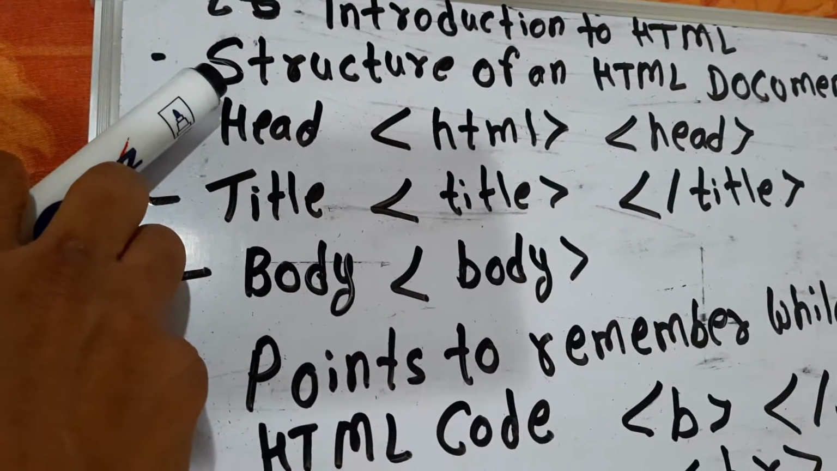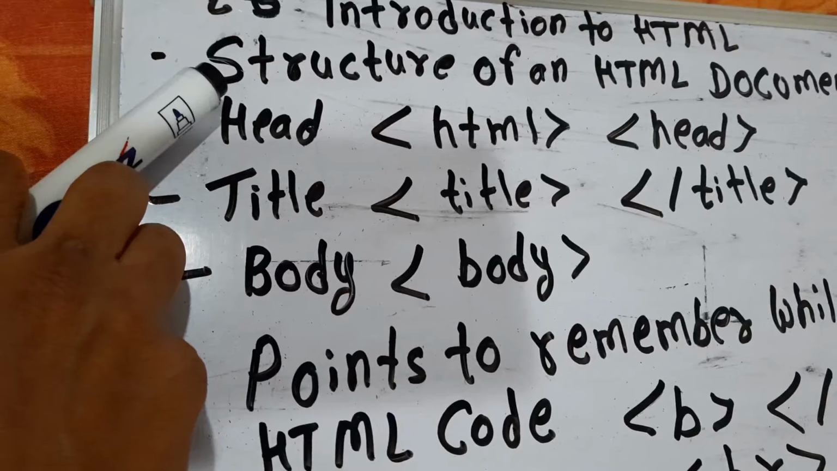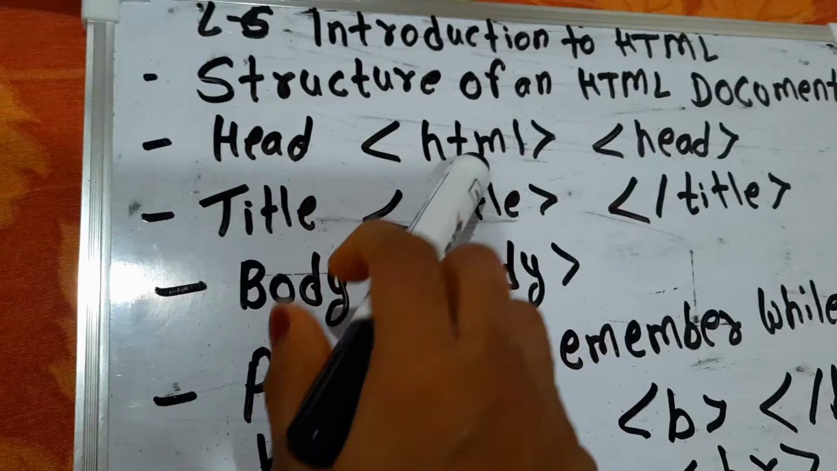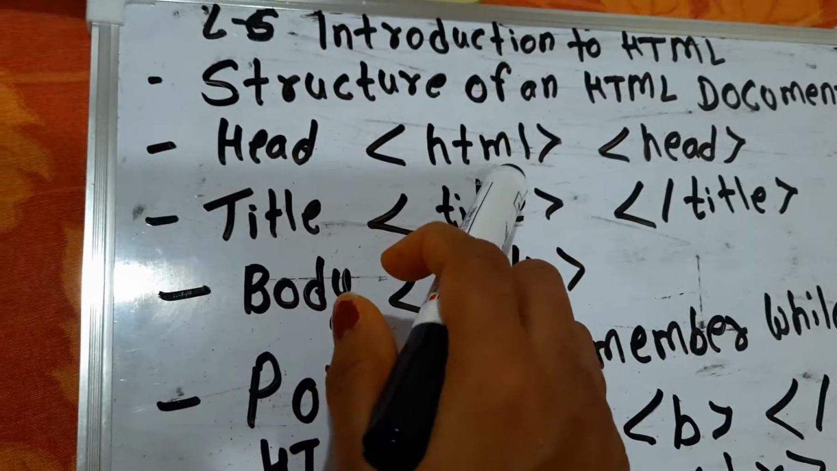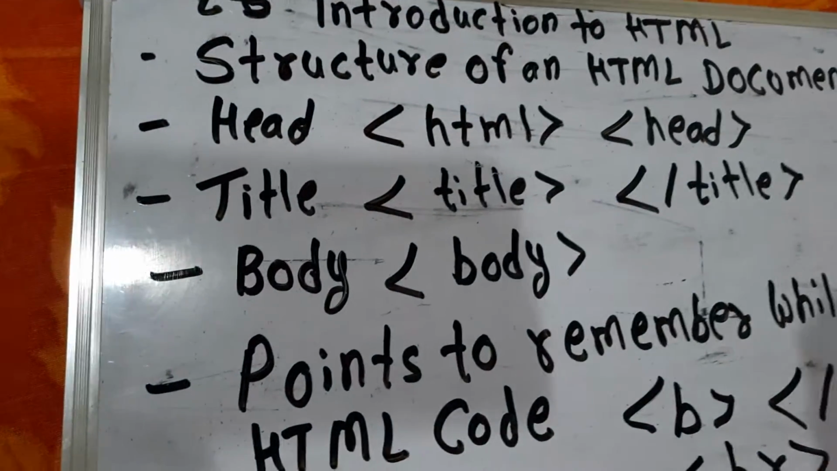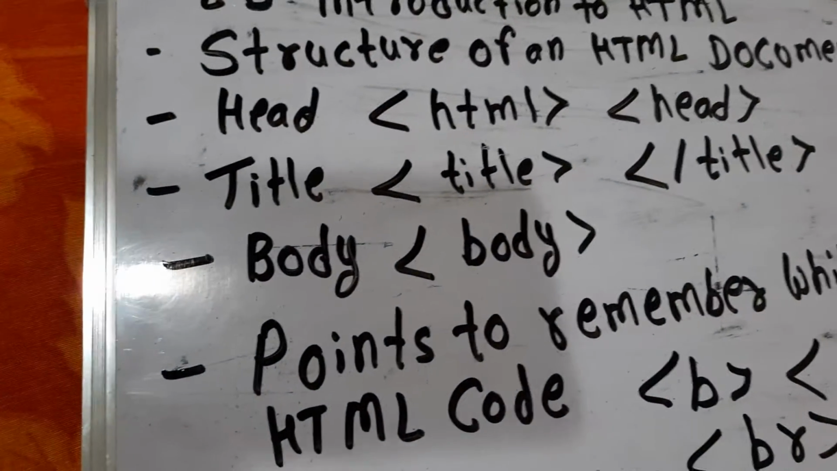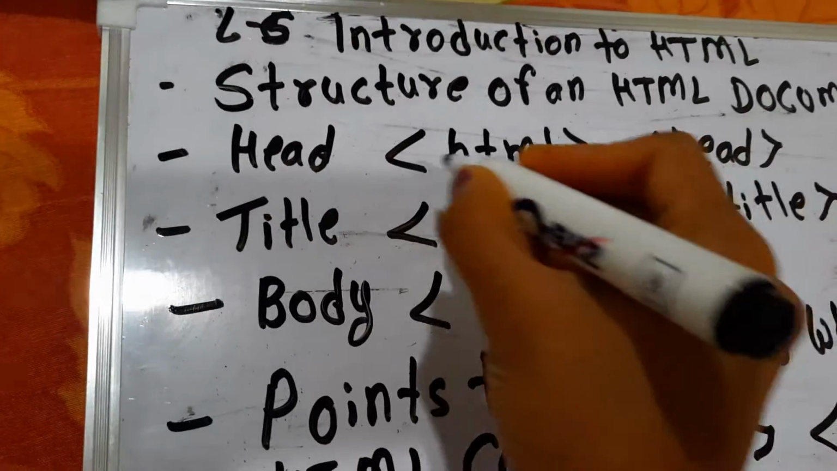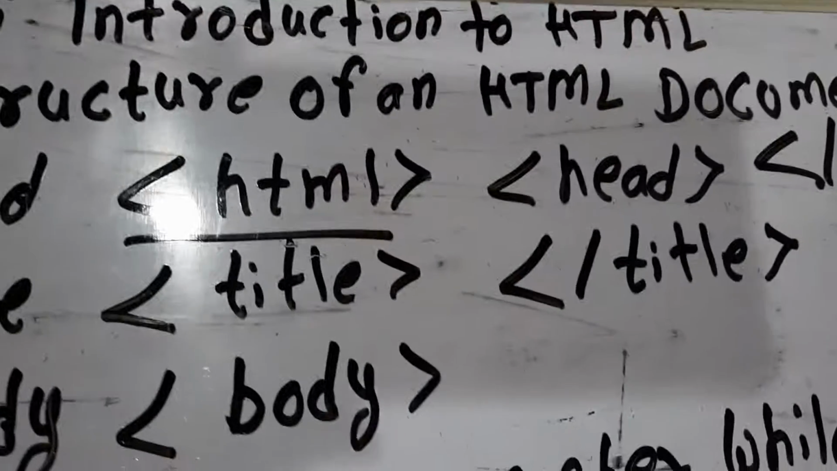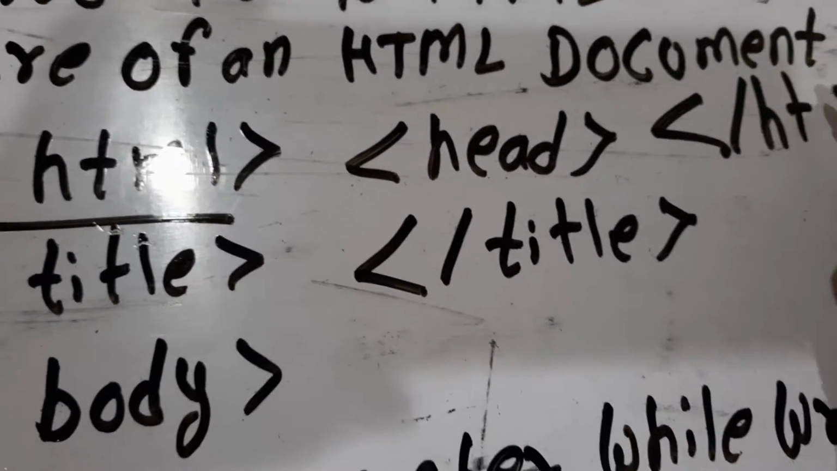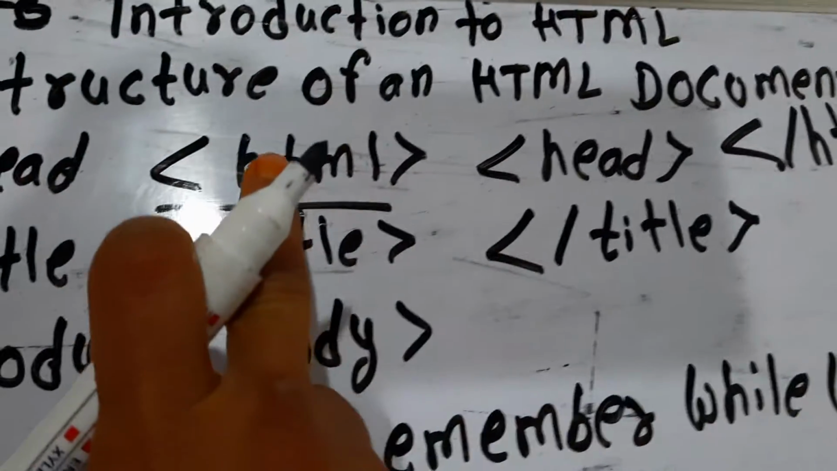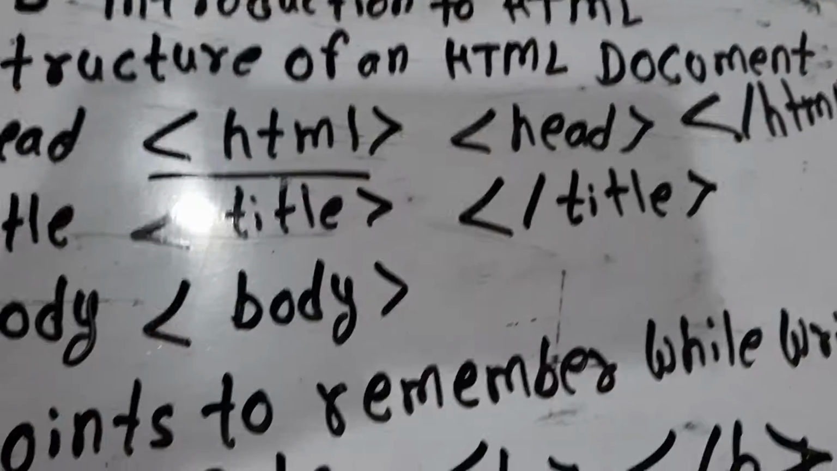The various components that make an HTML document are elements, tags, and attributes. Each HTML document starts with an HTML tag, without which you cannot start your HTML document, and ends with the closing HTML tag. You have to close this. This HTML is a container. Once you have started HTML, it has to be closed.